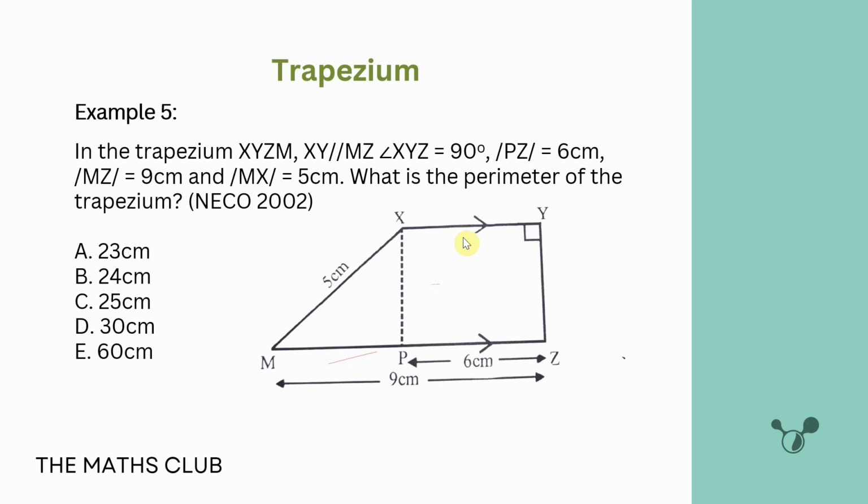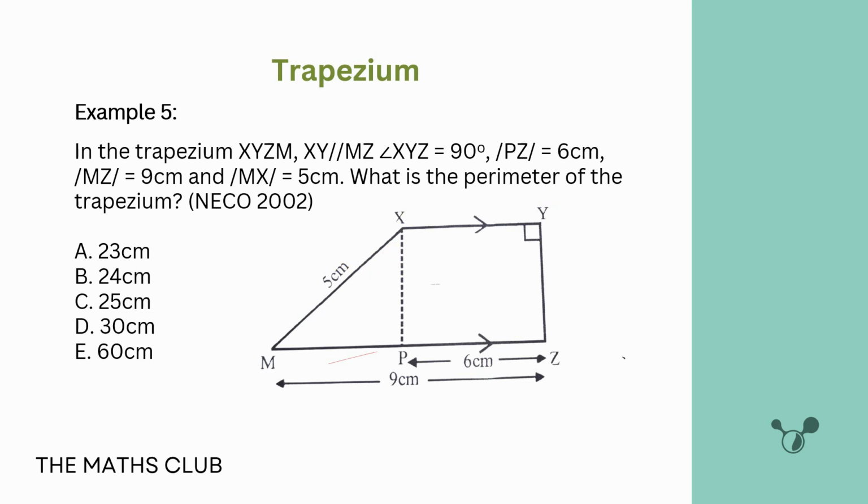When I told you that PZ is 6 centimeters, so this is PZ, 6 centimeters. MZ, the total length, is 9 centimeters. That means this part is 3 centimeters. And MX is 5 centimeters. What is the perimeter of the trapezium? Let's take this from NECO 2002.